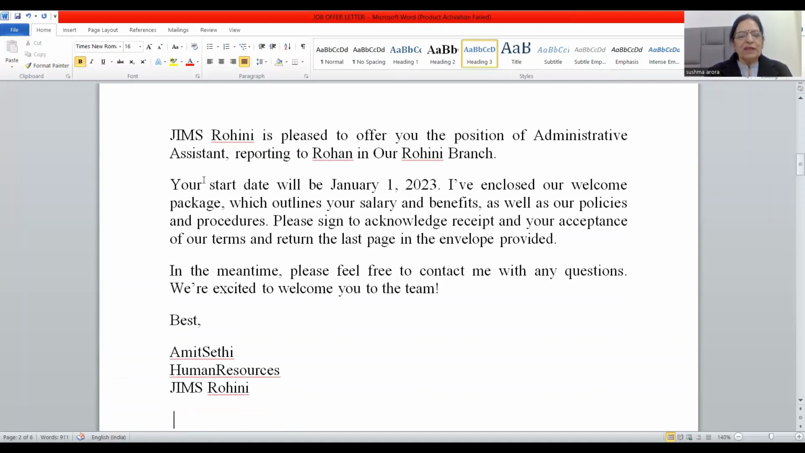So friends, this is the mail which has been sent by the Human Resources Department of Gyms Institute at Rohini. It has been sent by Amit Sethi, and he belongs to the Human Resource Department of Gyms Institute. So this is a sample of an offer letter. So an offer has been made to somebody. If he accepts, he becomes an employee of the company. And if he rejects, then the offer will lapse. The offer will come to an end.